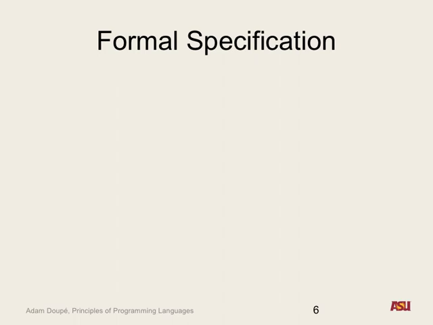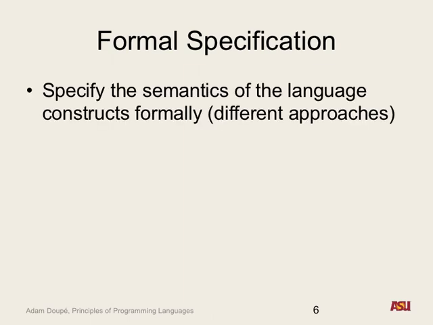All right. So formal specifications, right? Here we're going to say, okay, let's deal with the problems of English. English is a terrible language to describe a specification in because it's very ambiguous. So let's use math and let's describe things formally. So what are some of the benefits here?